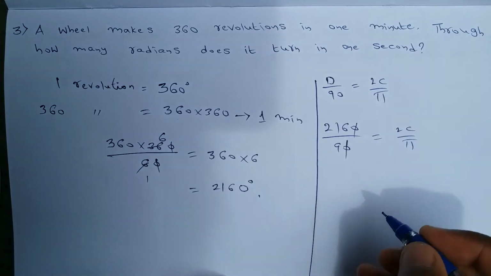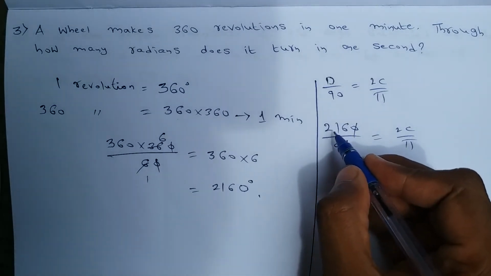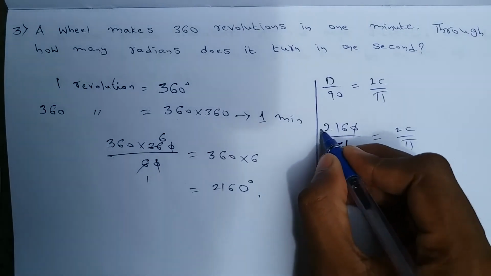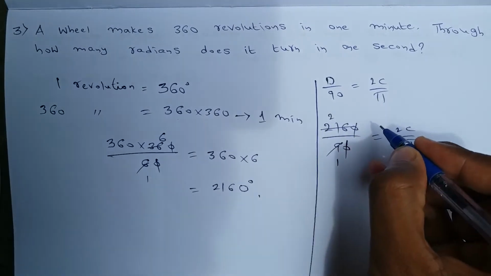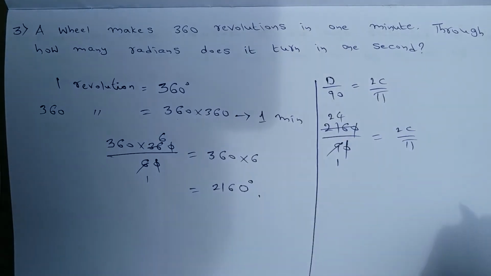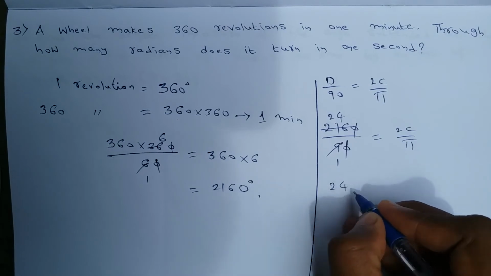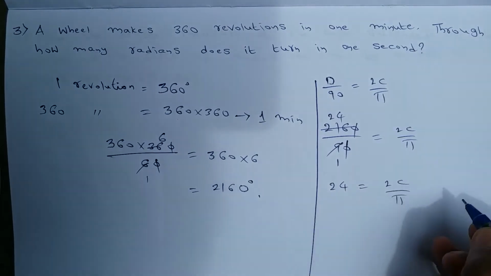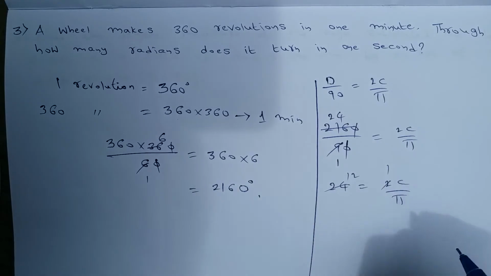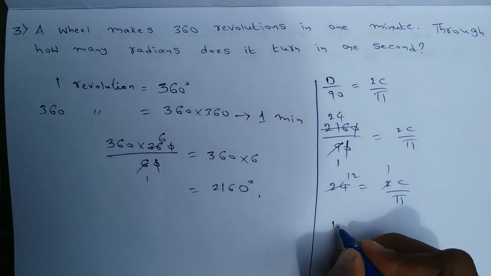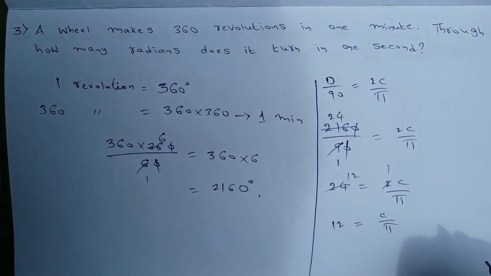Here 0, 0 will get cancelled. 6 plus 1, 7, 7 plus 2, 9. So it will come in the 9 table. 9 ones are 9, 9 2s are 18, 3 remains, 9 4s are 36. So 24 is equal to 2C by pi. Here 2 ones are 2, 2 12s are 24. So we remain with 12 is equal to C by pi.